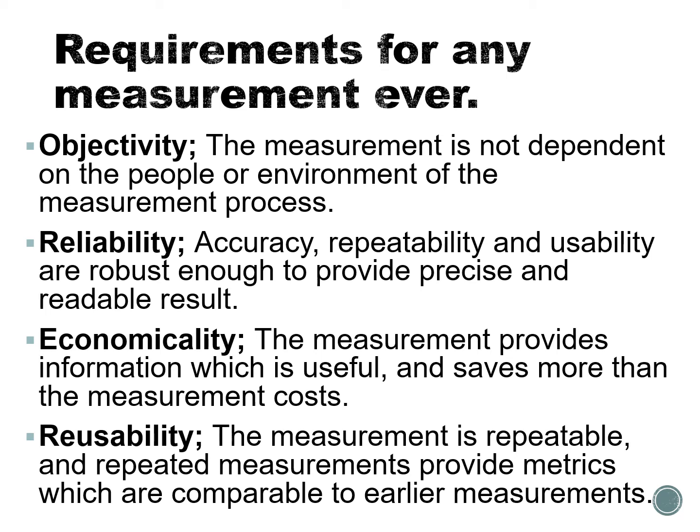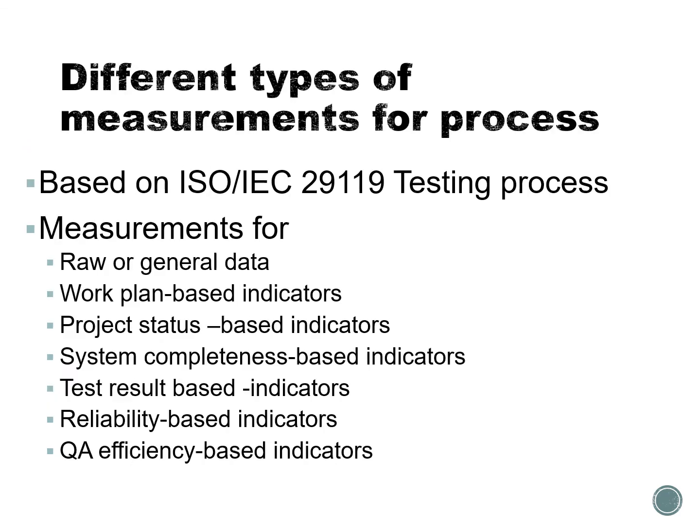so the accuracy, repeatability, and usability are able to produce precise and readable results. It has to be economical, so that it saves more money than the measurement costs, and it needs to be reusable, meaning that the things you measure are repeatable so that you can compare the old results and new results against each other and understand perhaps why these things keep happening. This is all that is to measurements. Whatever metric, whatever measurement you use, it has to fulfill these four objectives.